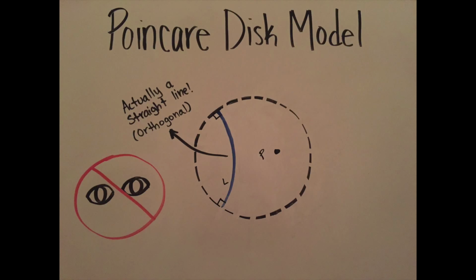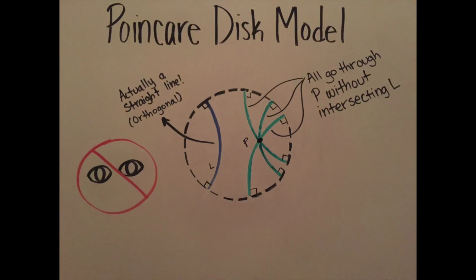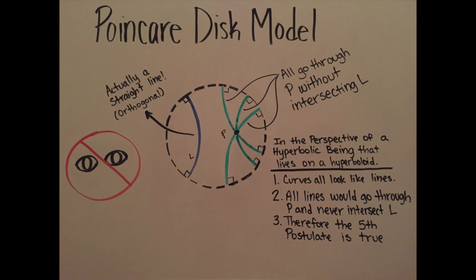Say this arc represents our line L, and here is our point P. Through P, we can draw as many orthogonal arcs as we want. As long as those arcs don't visibly intersect L, they are parallel to L. You might be thinking there is no point of this because arcs are not straight lines, which the fifth postulate talks about, but they are.